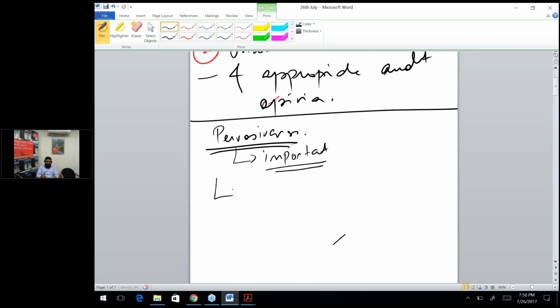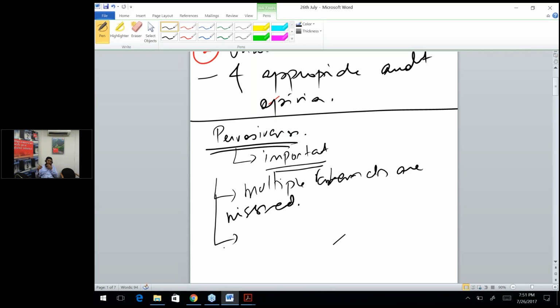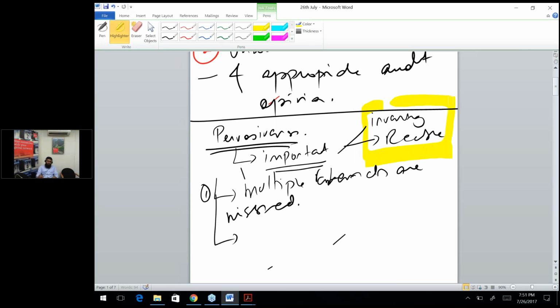Now, how is pervasiveness defined by ISA? ISA says that pervasiveness is whenever multiple elements are misstated. That's number one. For example, you are auditing the financials, you figure out that inventory is misstated, and that receivables are misstated. When you figure out that these multiple items are misstated, that is an indication of a pervasive effect. So, whenever you've got multiple elements which are misstated, that is pervasiveness.